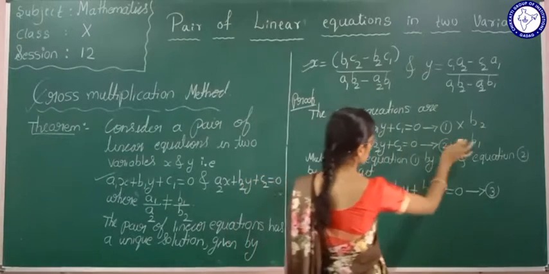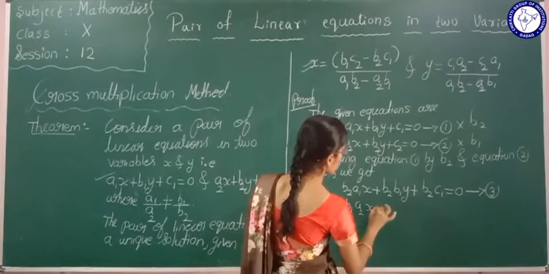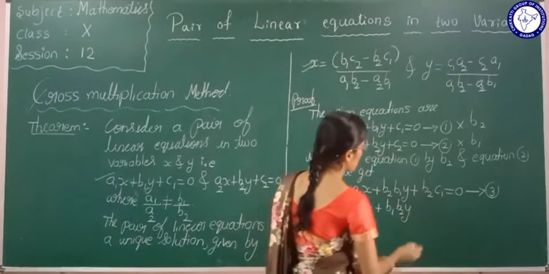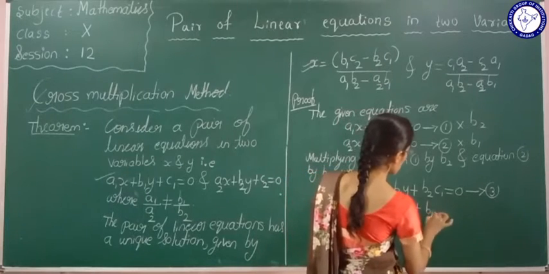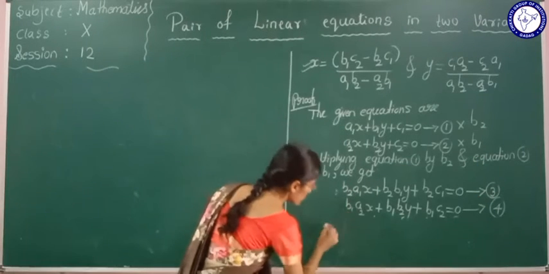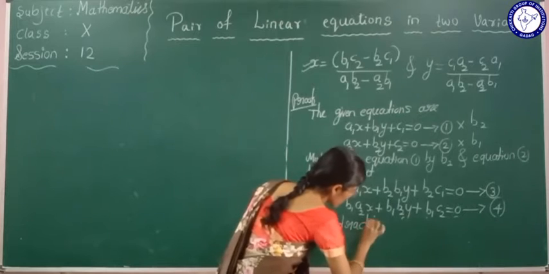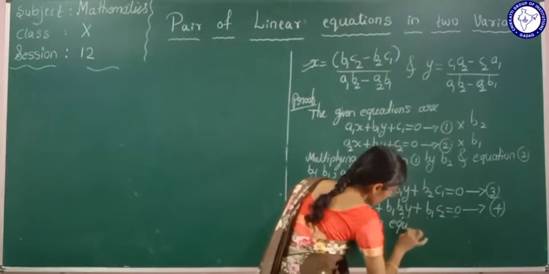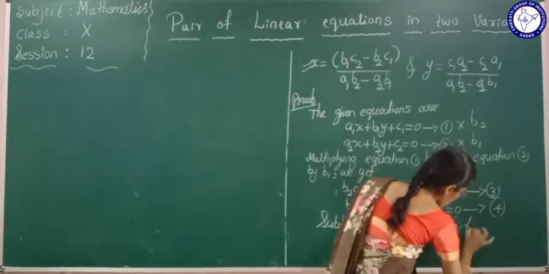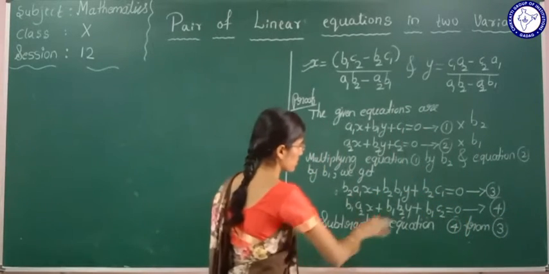And multiply equation 2 by b1, that is, b1a2x plus b1b2y plus b1c2 is equal to 0. Call this equation number 4. We will do subtracting equation 4 from 3.